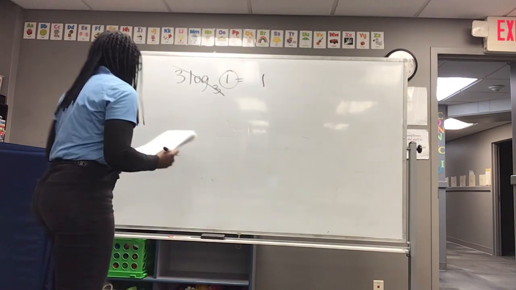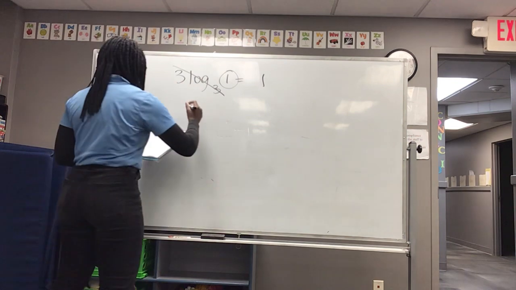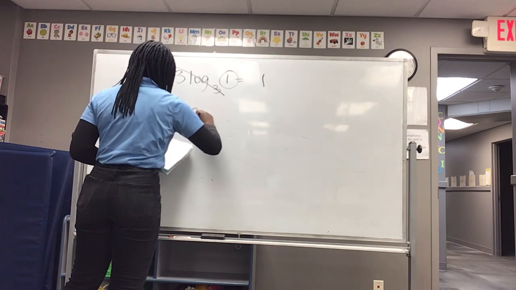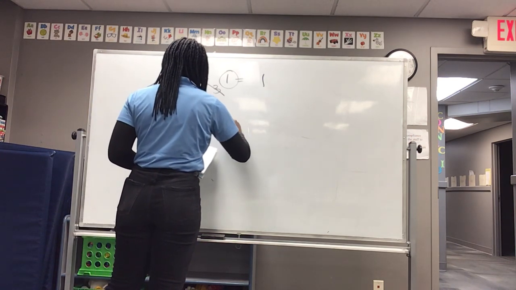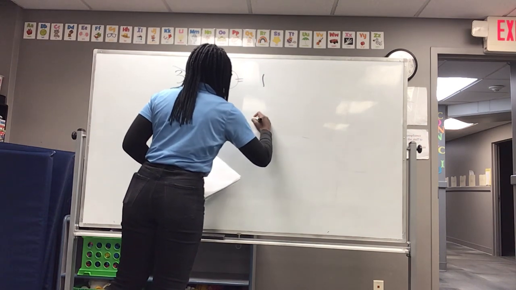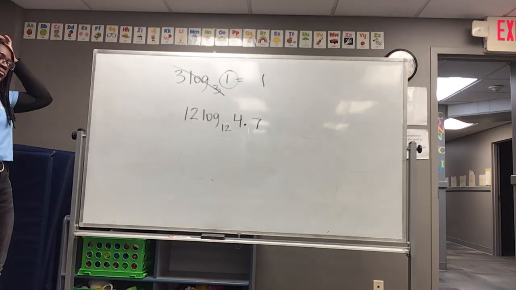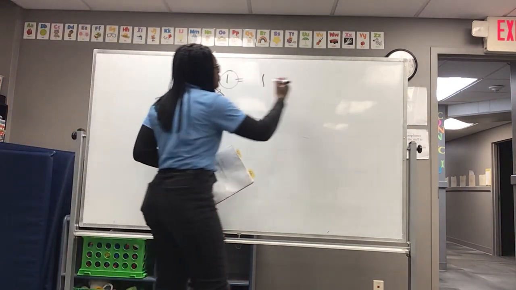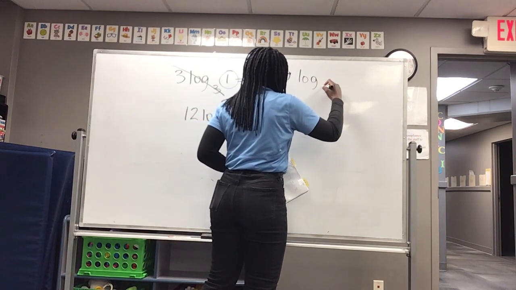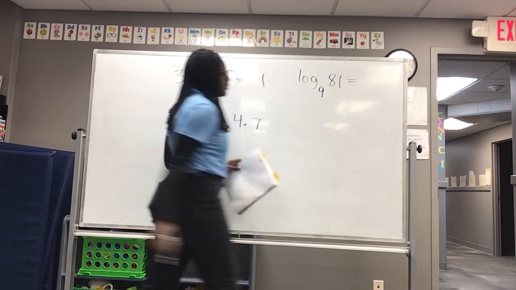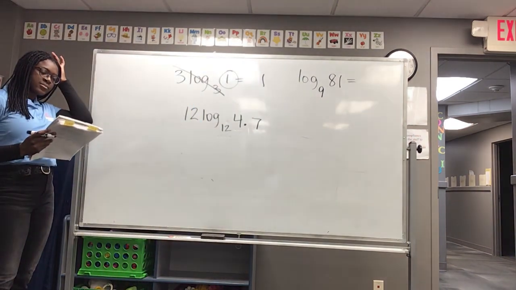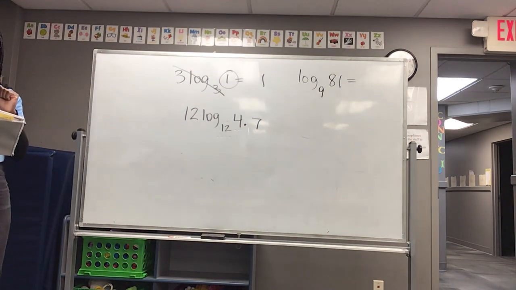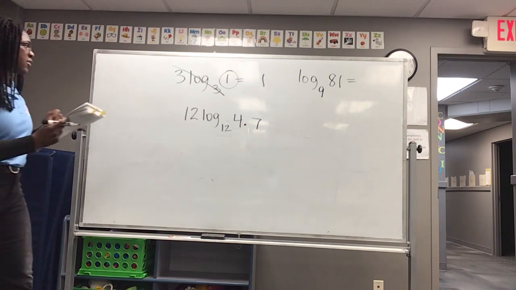Okay, I'll actually go up there for this one. Let's see. What if I had this one? 1.7. Yeah, it would just be 4.7. This one over here. When I put 3 log base 3 of 1 in my calculator, it says 0.